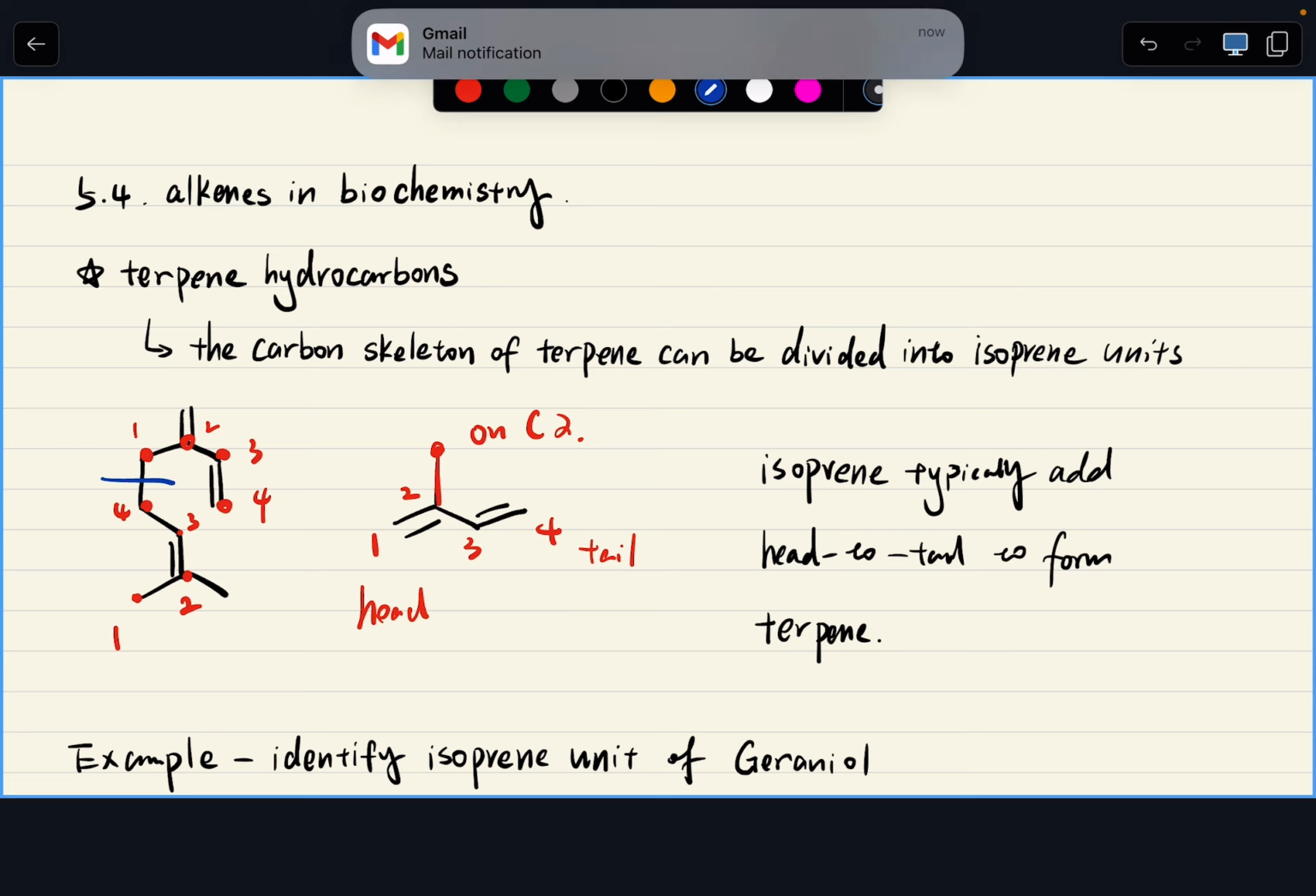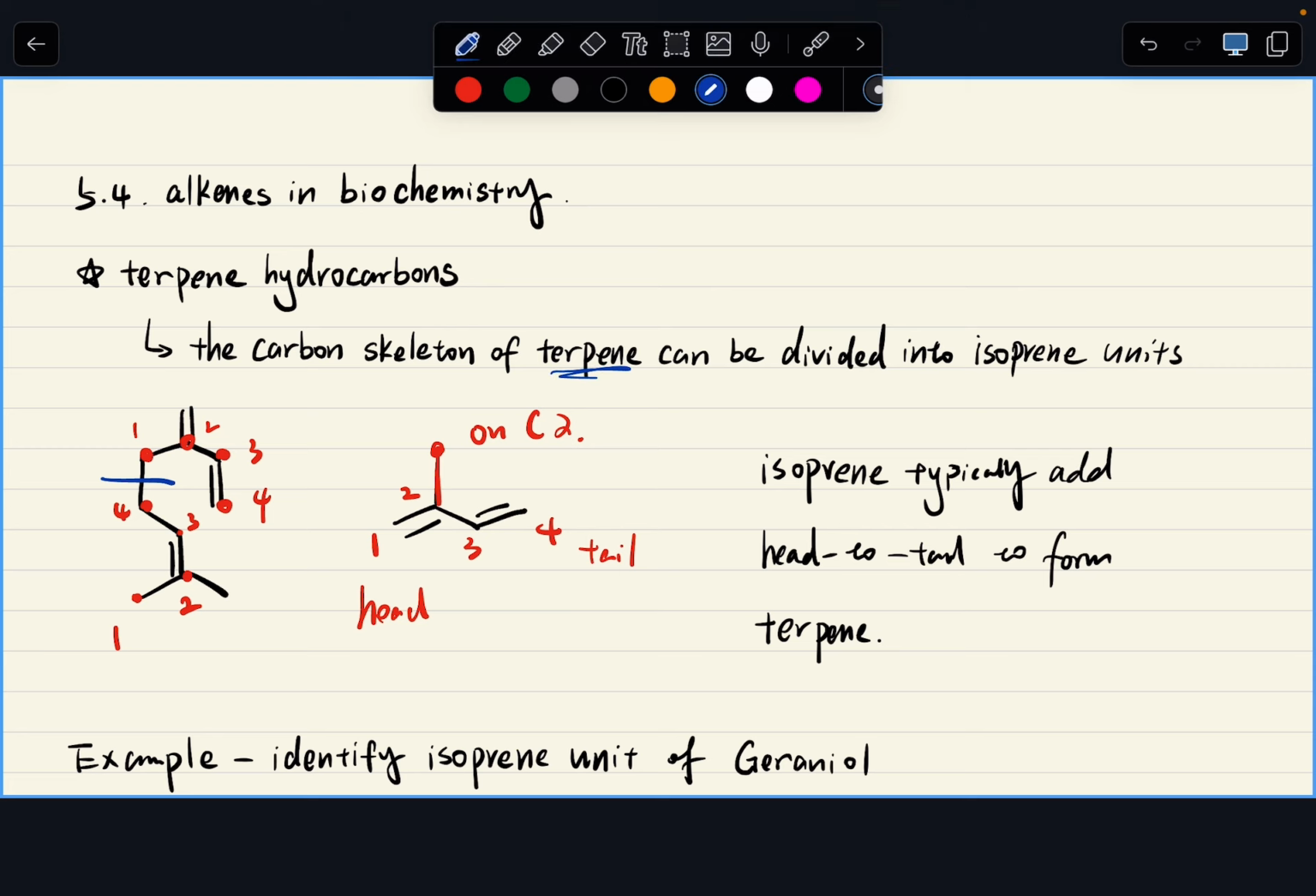Yes. What is a terpene? A terpene is just formed by several isoprene units, and that's as far as I can go. There are several different types of terpene. It's basically a class of molecule that's important in biochemistry.